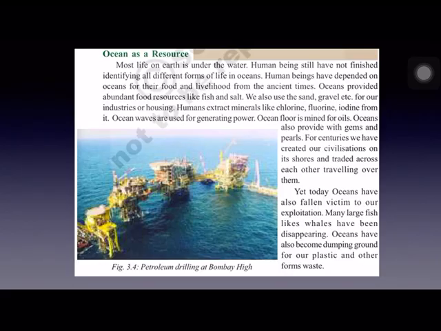And these oceans are the cheapest means of transport, and these are the means of international trade also. And many civilizations developed on these ocean shores, seashores only. And there are some other things which are available on the ocean floor.